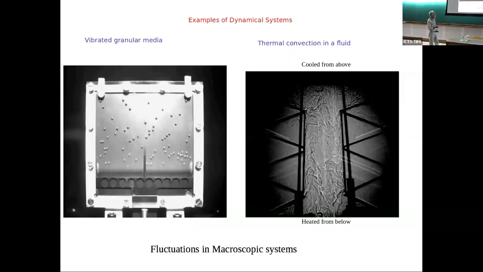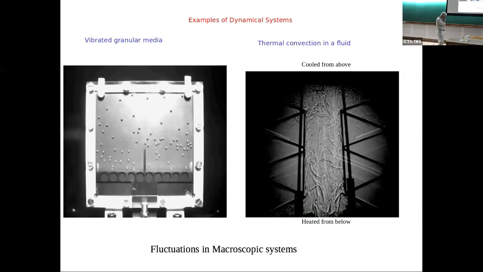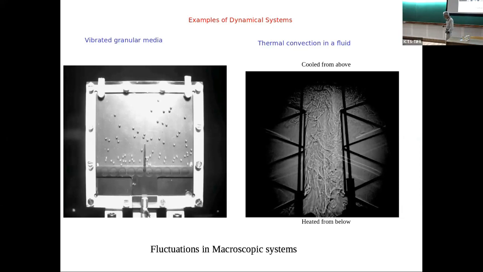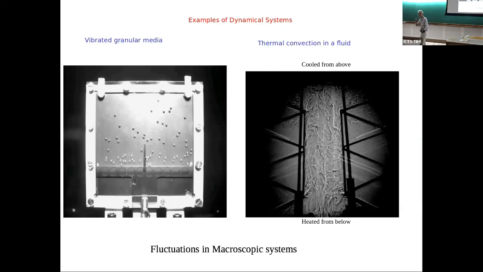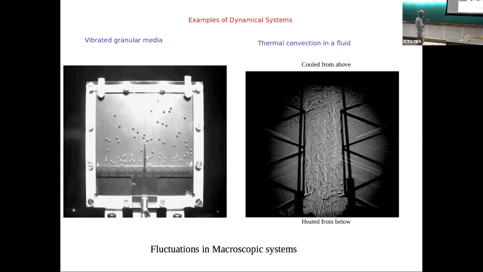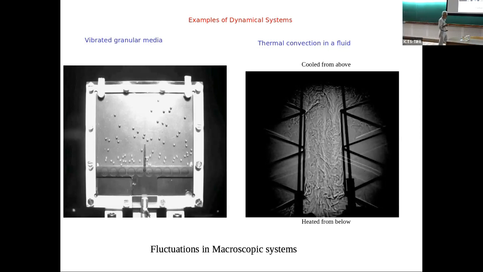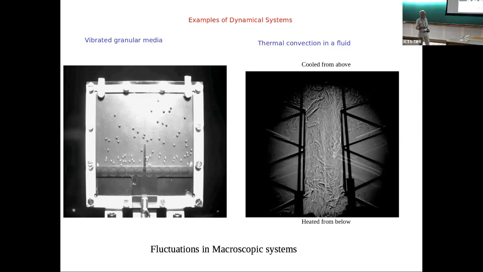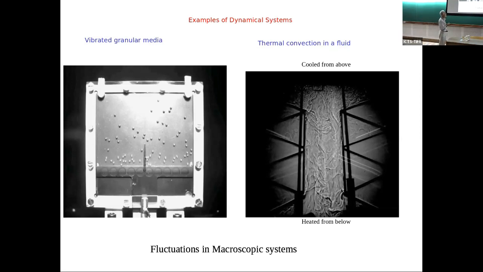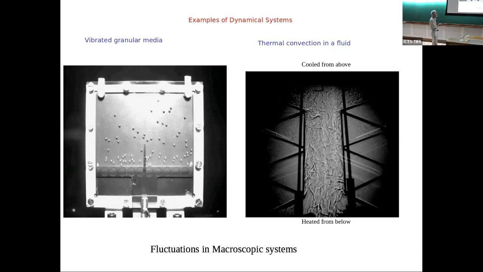But what is important to say is that fluctuations are important not only in microsystems. Indeed, many of these problems of stochastic thermodynamics can also be useful in macroscopic systems, for example in a turbulent flow, as you see here, or in a granular gas that is shaken by a piston.